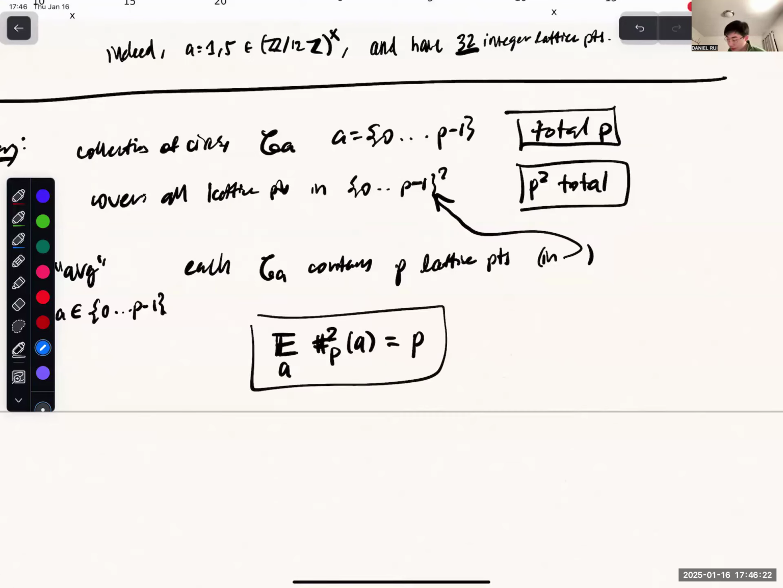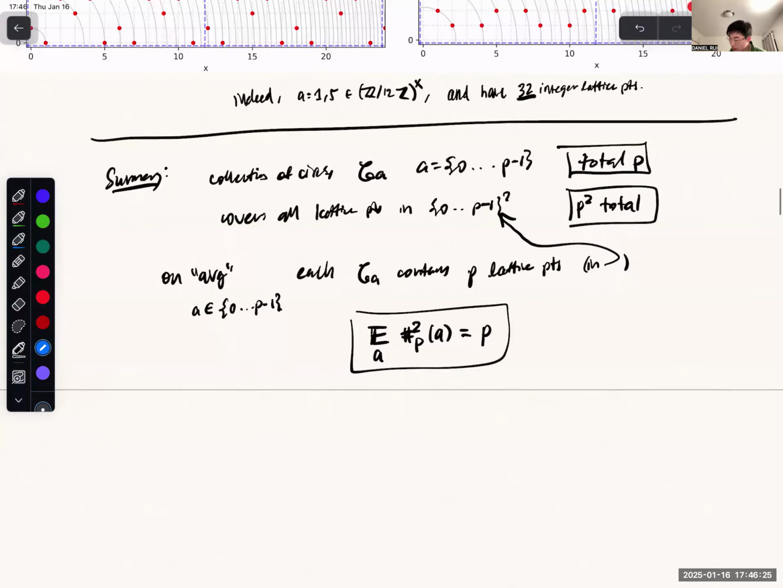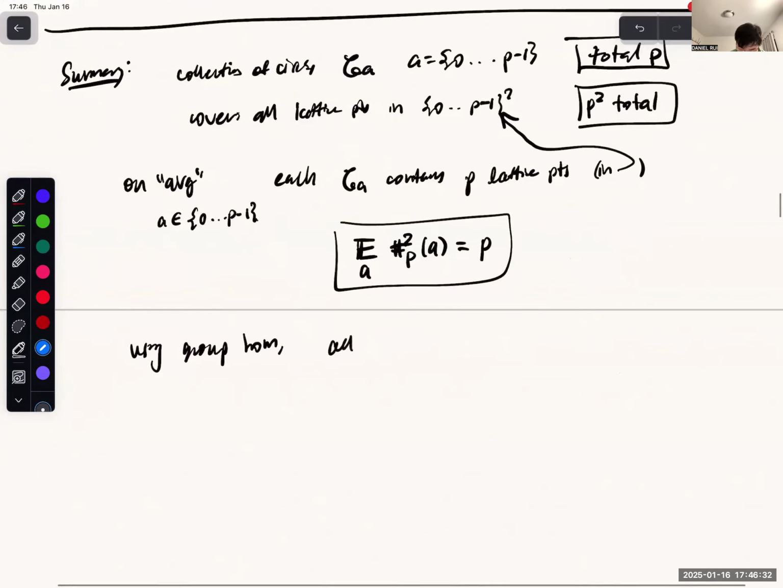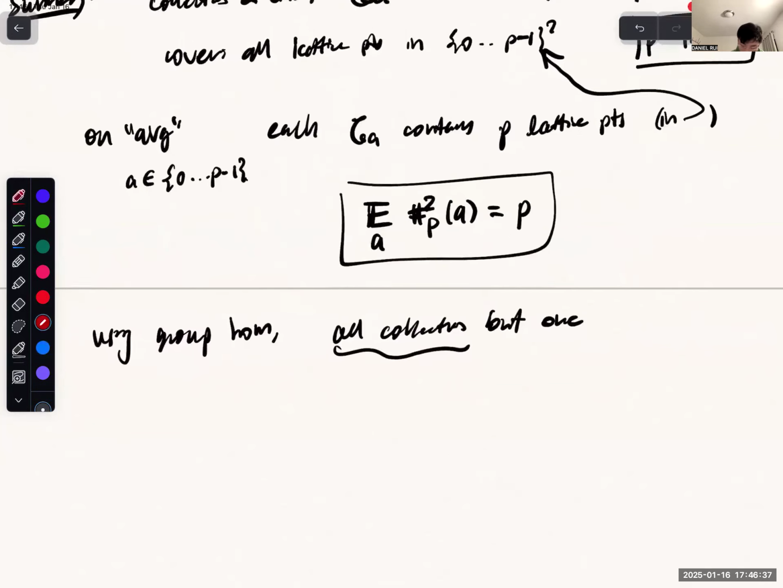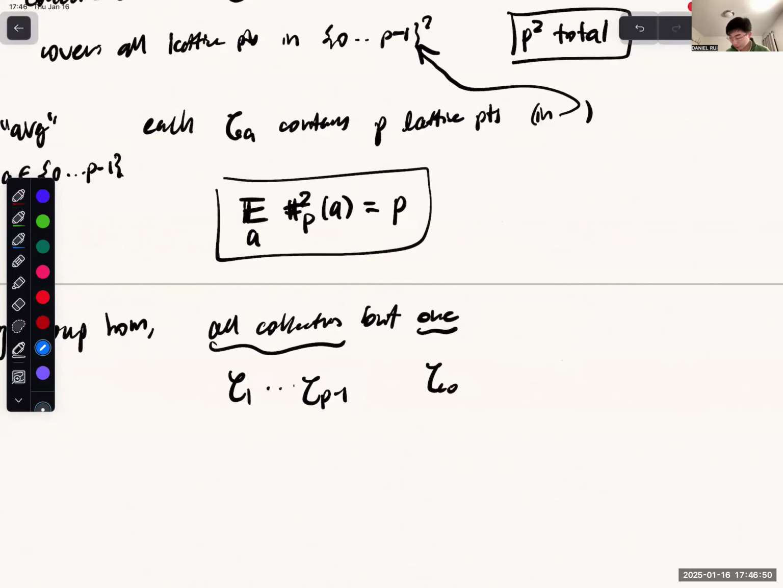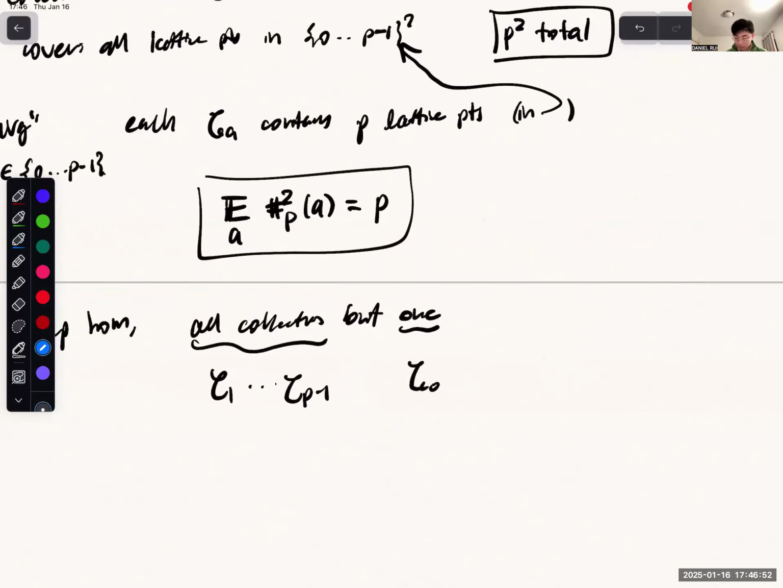Simple equation. And in fact, using the group homomorphism above, we got that all collections but one, in other words, C_1 through C_{p-1}, have the same count, and the one exception is C_0. That's the only number which is not in Z mod pZ star. All of them but one have the same count.